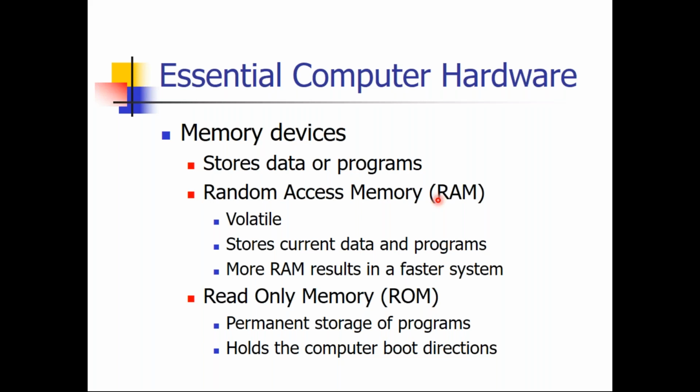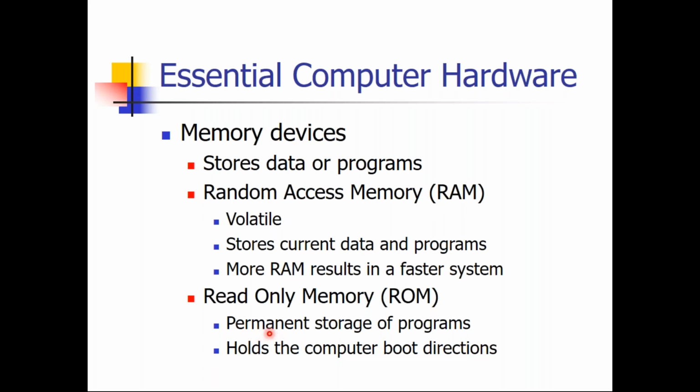So random access memory, RAM, is a volatile type of memory. It stores current data and programs. More RAM will result in a faster system. Why? Because it can store more data that a user is going to access, and it can provide you faster access to the content that you have stored in the secondary memory. That is simply nothing but ROM.